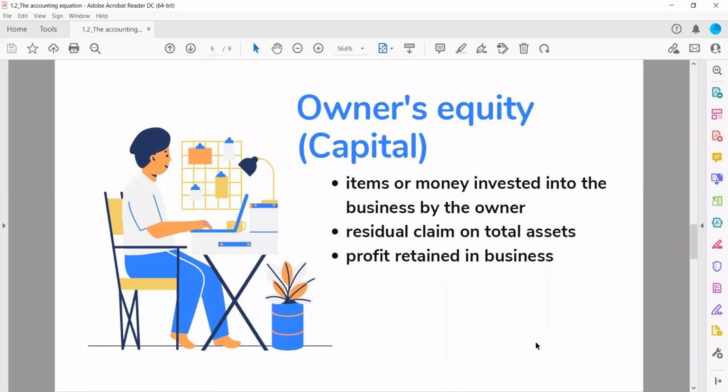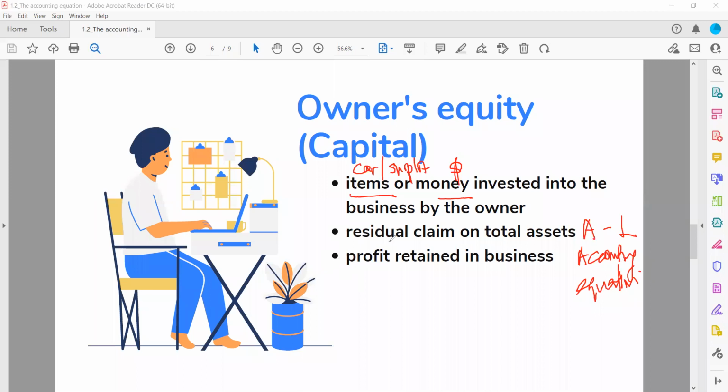Owner capital, owner equity or capital: the item or money invested into the business by the owner. For example, you bring in your car or your shop lot in order to do the business, that is called item. Money means the real money that you put into the business to use in the business. It is a residual claim on the total asset, which means asset minus liability, the balance is the capital. That is under the accounting equation.